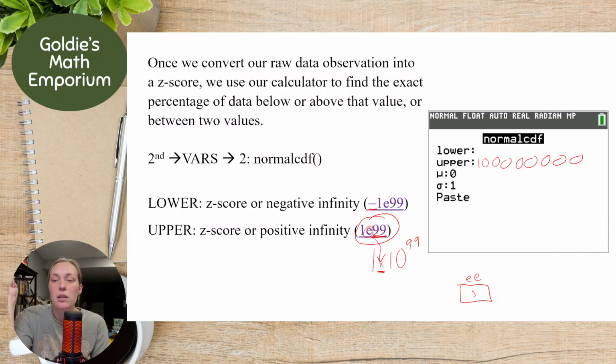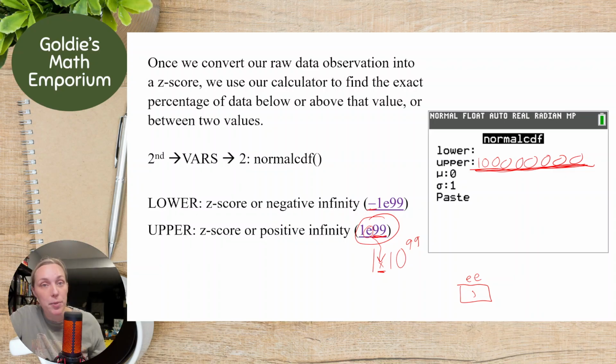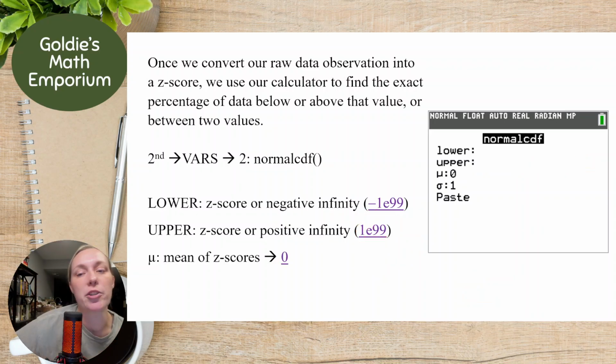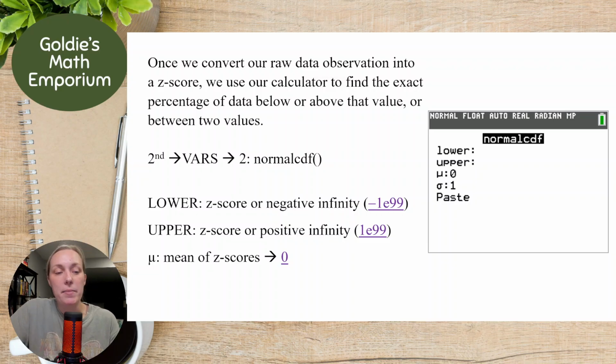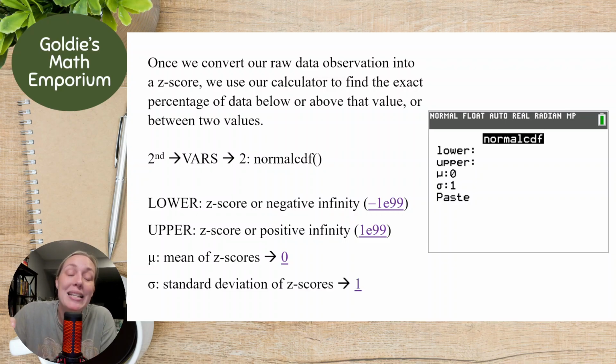So, for now, until you ask your teacher if you're having trouble, you can just put in a really large number or really large negative number. Okay, so lower and upper. We'll do a couple of examples here in a moment to show you what I mean by that. And then when we talk about our mean and standard deviation, we're looking at the standard normal distribution.